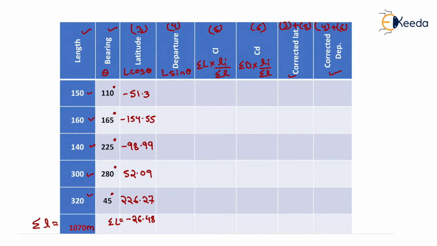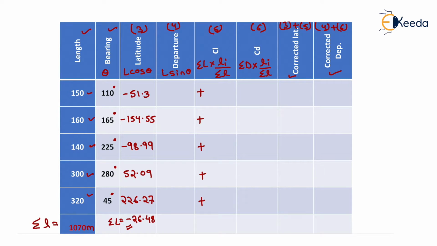Now if the error in latitude is negative, which is shown here, the correction in latitude will be positive, because we know that the correction sign is always opposite to that of the error sign. So we will write the correction in latitude as positive.